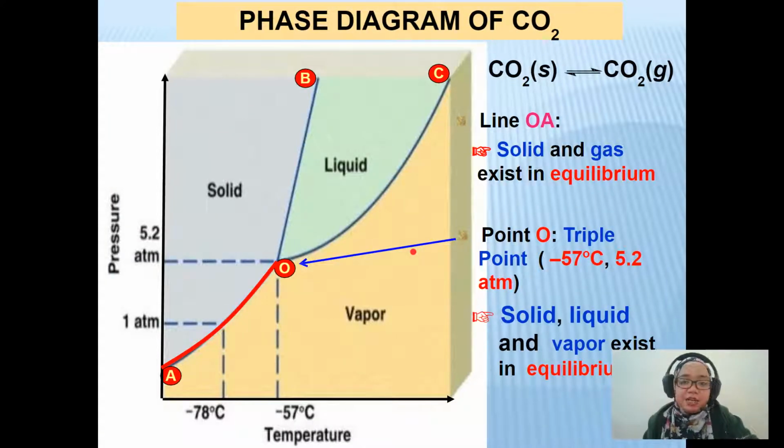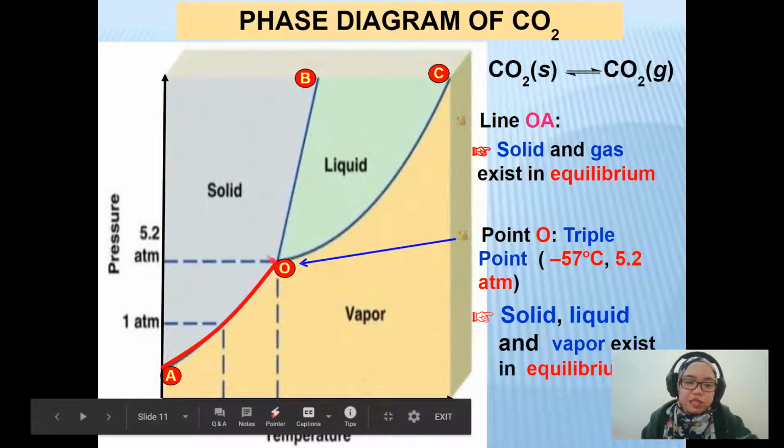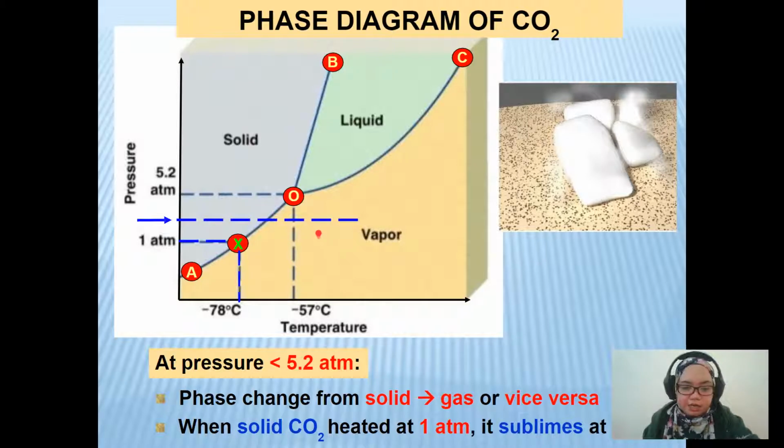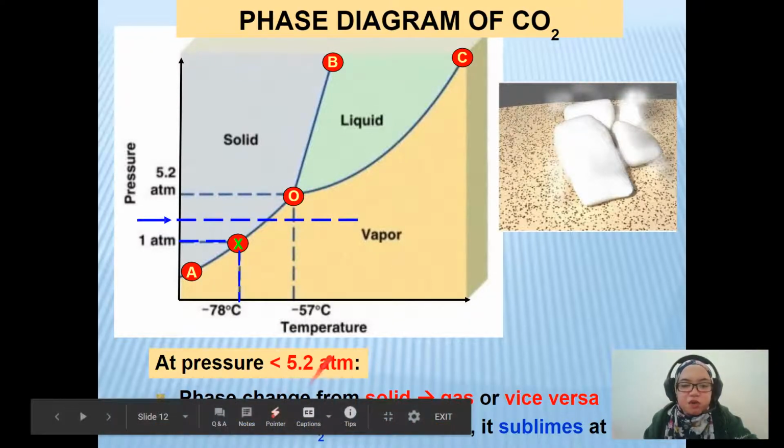Now, let's explain the phase diagram of carbon dioxide. For this line O to A, this is where the solid and gas exist in equilibrium. This is point O. Point O is the triple point. At negative 57 degrees Celsius and 5.2 atm, the solid, liquid and gas all exist in equilibrium. Below the critical point, at pressure less than 5.2 atm, the phase change is from solid to gas or from gas to solid.